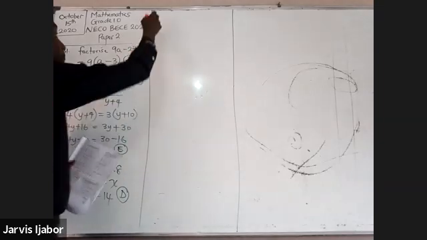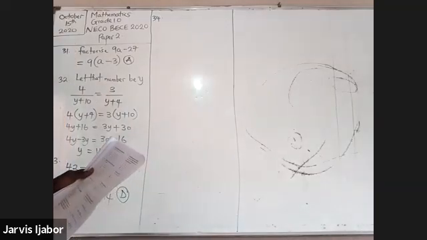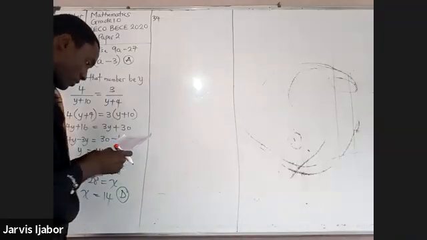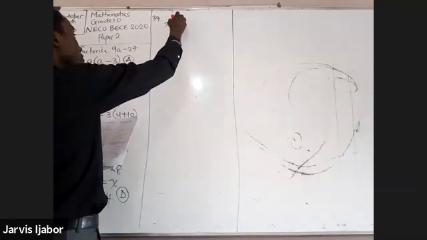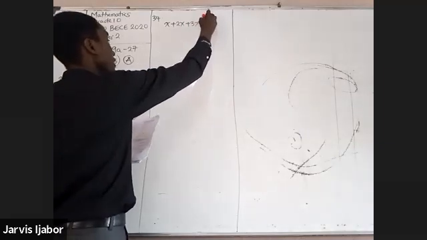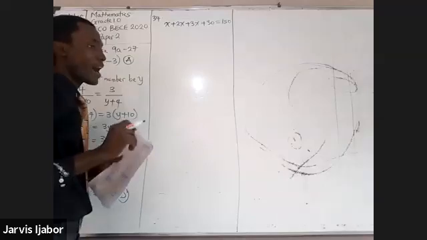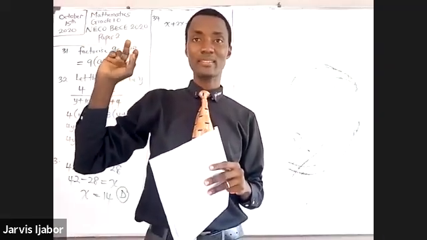Let's go to 34. In question number 34, we are told to find the value of x, given that x plus 2x plus 3x plus 30 equal to 150. Now, I have observed closely that students still find it difficult to handle problems like this.